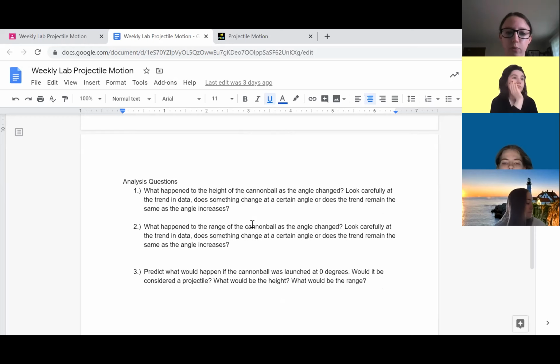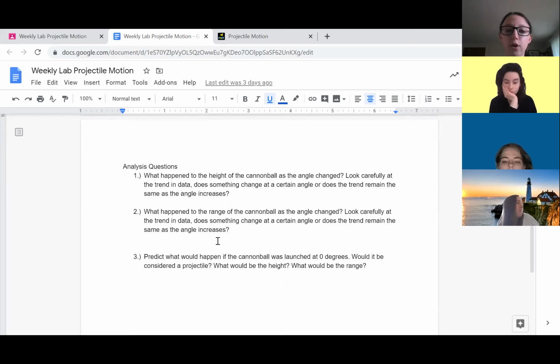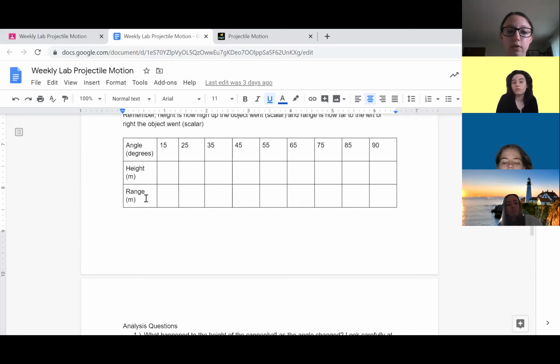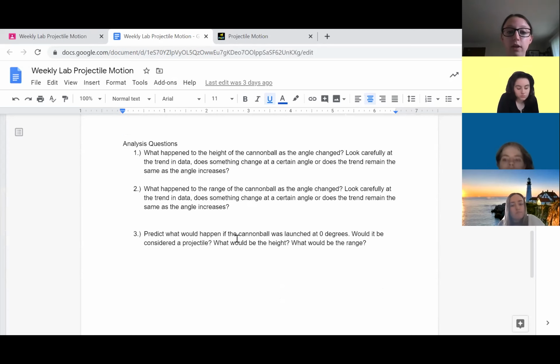And in terms of looking at your data, if there's a specific point where something changed, you should also denote that information as well. For number 2, you're going to talk about the range. So that means you're going to look at every single angle and then talk about what happened to the range as you increase the angle. So as the angle increased, the range decreased, whatever the case may be, you're going to talk about that relationship. Again, is there a certain angle where things tended to change? Did something happen specifically before versus after?